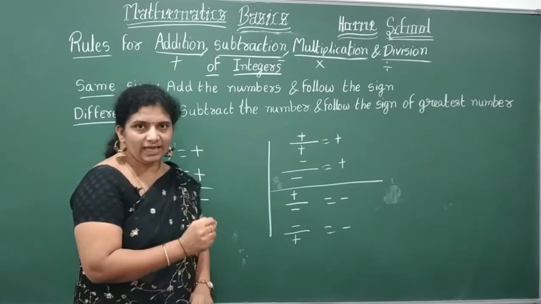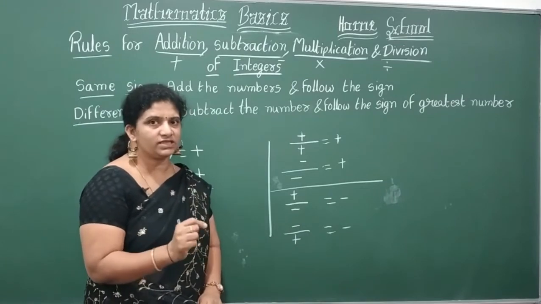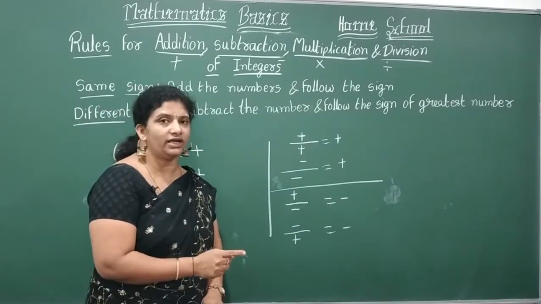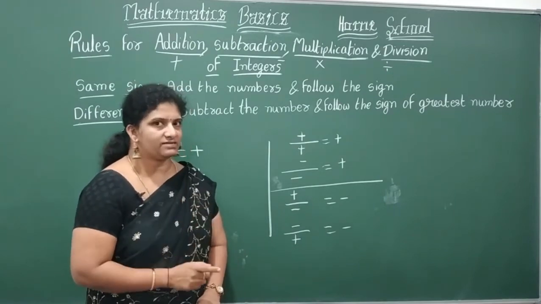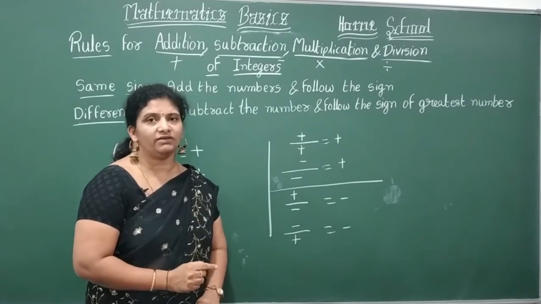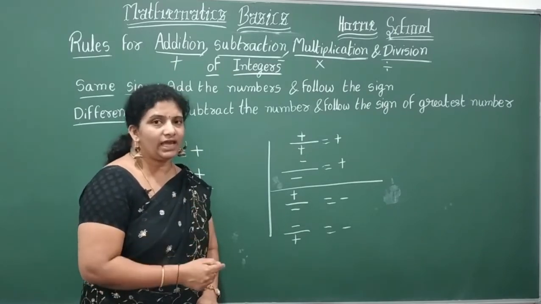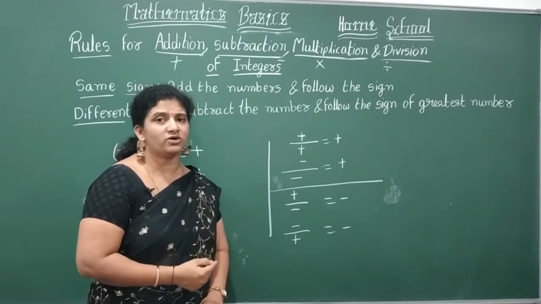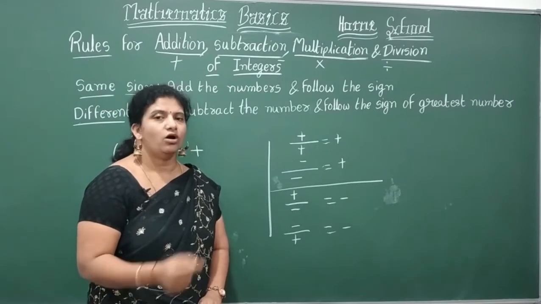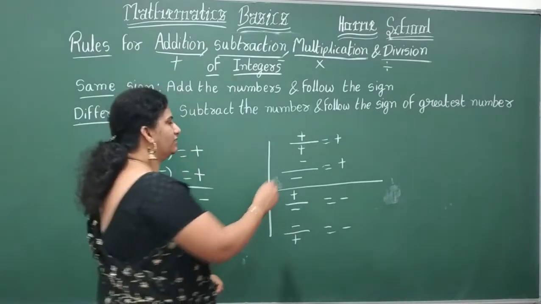So let's see an example here itself. Once again I repeat, any positive integer divided by a positive integer, you are going to get a positive answer. And if any negative integer is divided by a negative integer, that result is also positive. If any negative integer is divided by a positive integer, you are going to get a negative value, or the reverse is also negative. So let us see here.